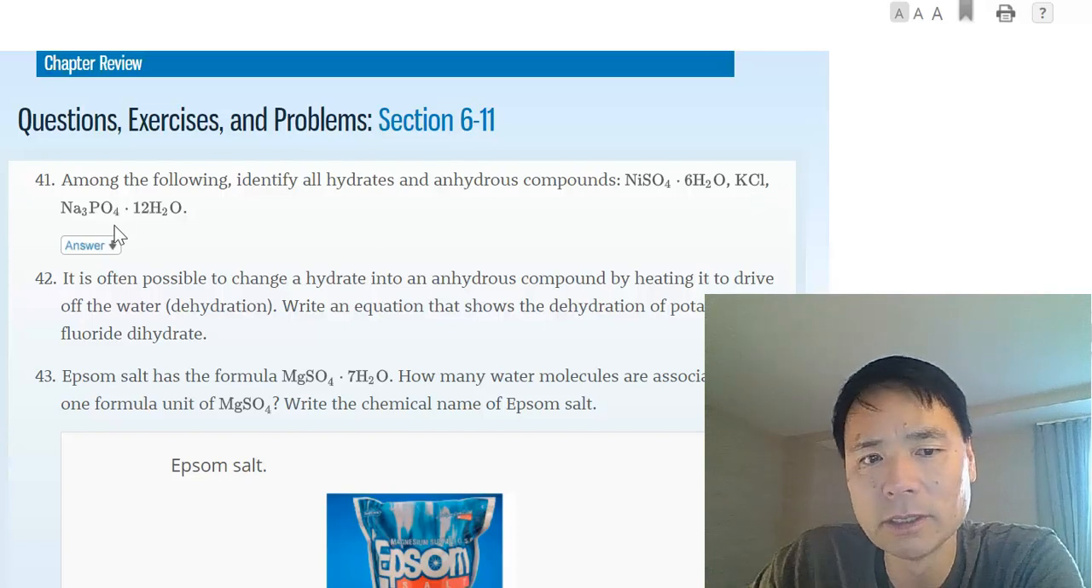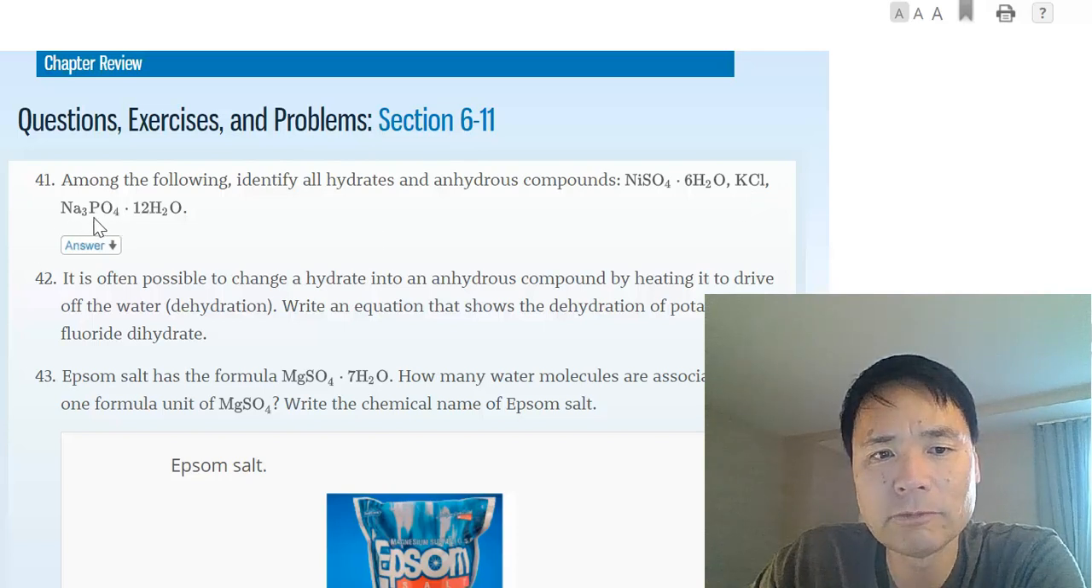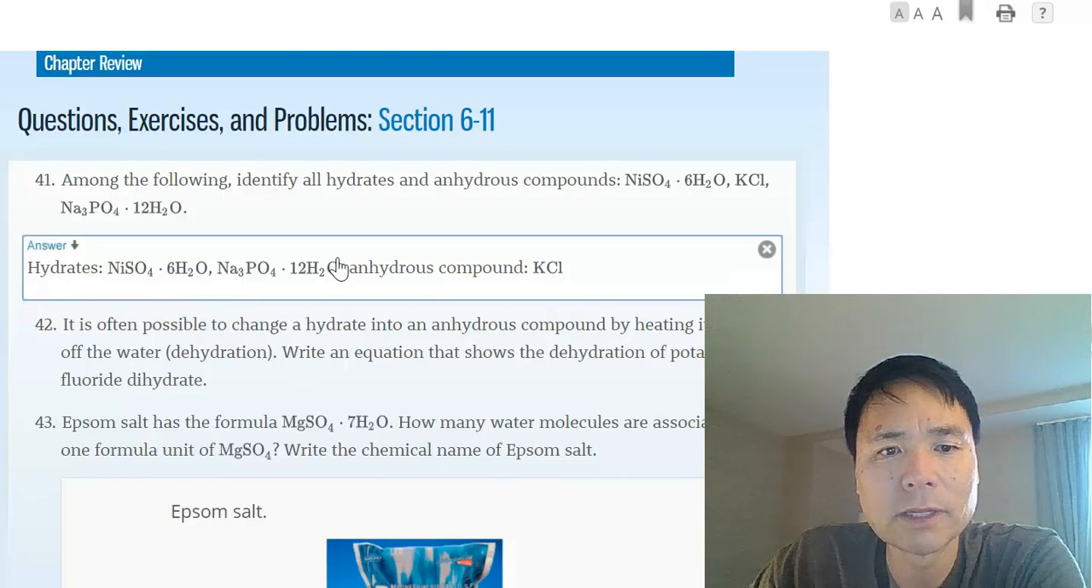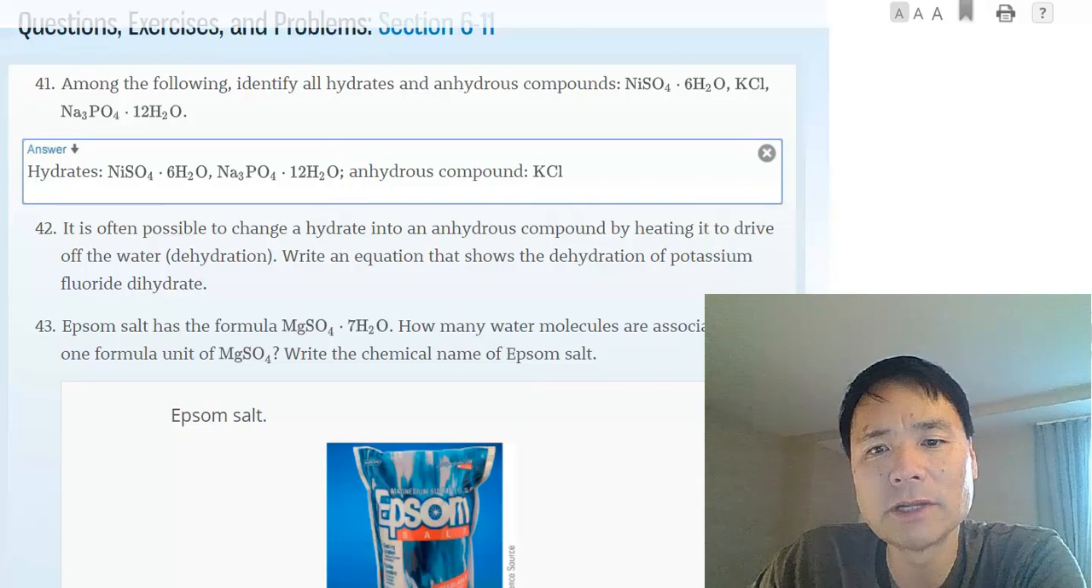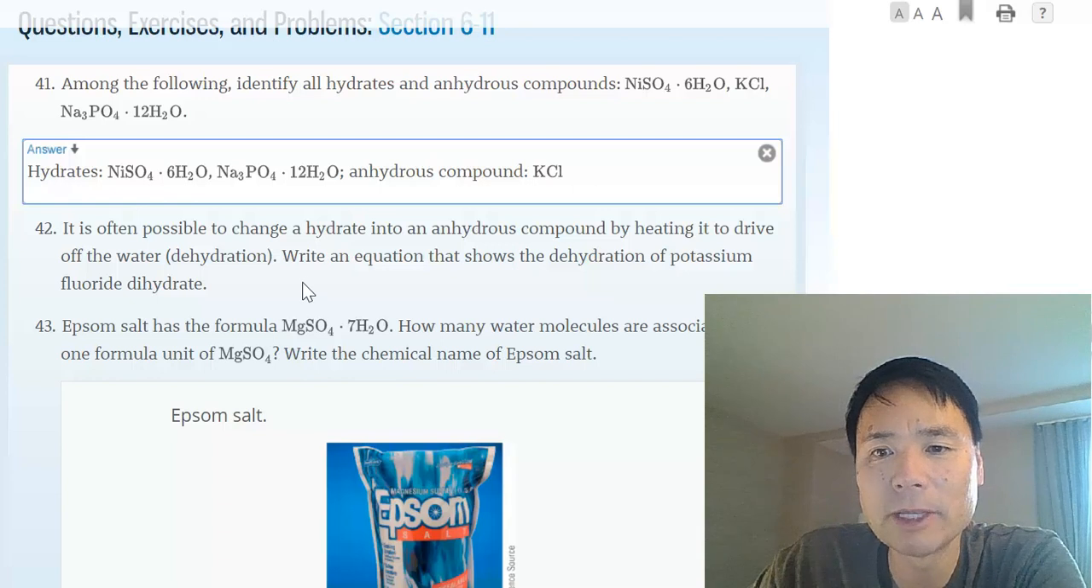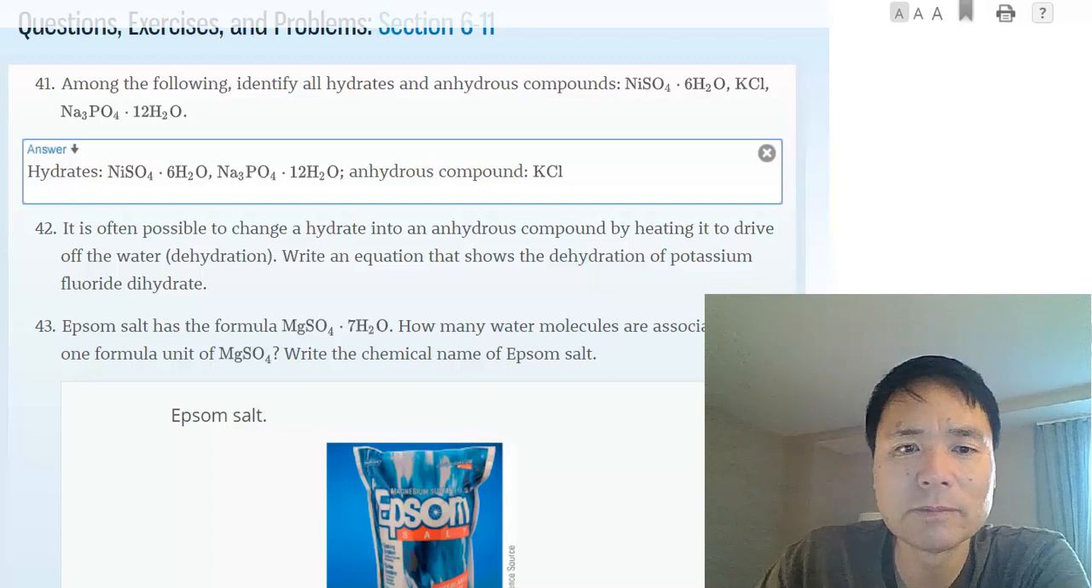Okay, this is sodium phosphate dot 12-hydrate. Let's see what they got here. So hydrates. Oh, what are the hydrates? Okay. Well, obviously, these two are hydrates. The sodium phosphate is still a solid, and the anhydrous is KCl. It is often possible to change a hydrate into an anhydrous compound by heating it to drive the water off, in other words, dehydrate it. Write an equation that shows the dehydration of potassium fluoride dihydrate.